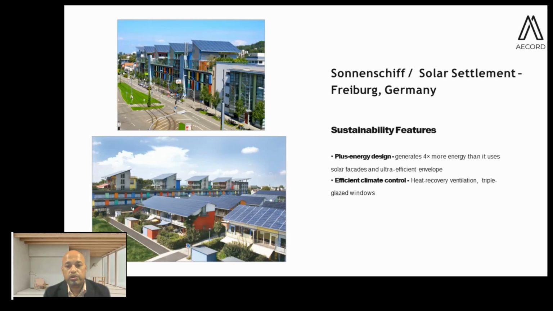Again, 4x more energy than it uses. Solar facade and ultra efficient envelope. So these are a few aspects where I was talking about 4x more energy than what you use. And heat recovery ventilation, because of the cold climate, in most of the residential projects or commercial projects in cold countries, they recover the heat from kitchen heat or solar heat, and they use it for space heating. And triple glazing windows, because they want to restrict the heat inside the space rather than losing it to the chilled exterior.